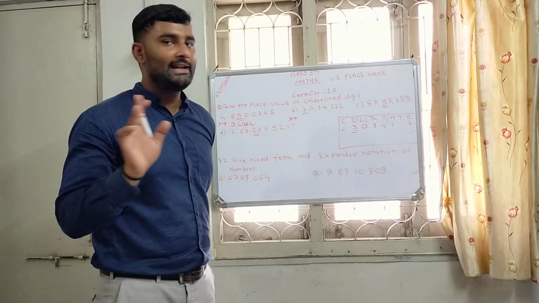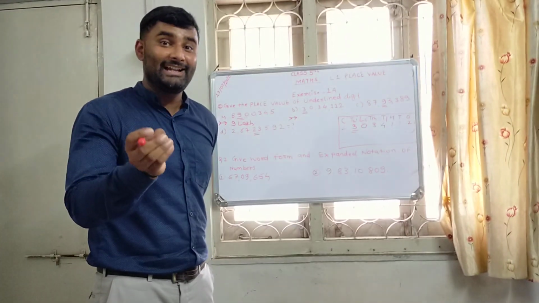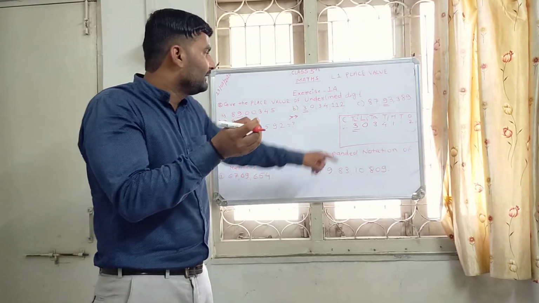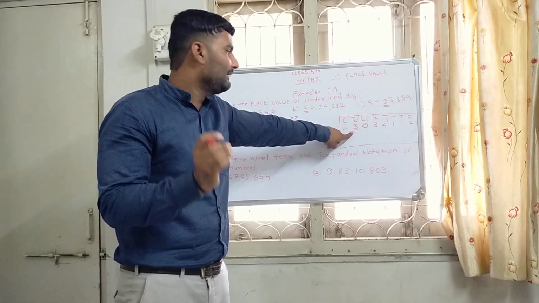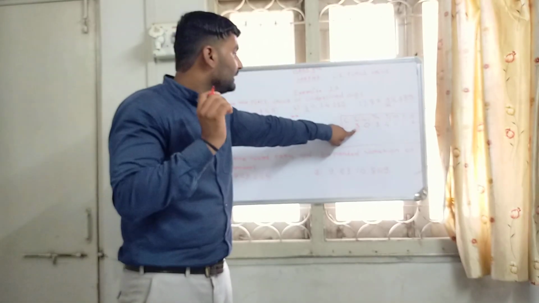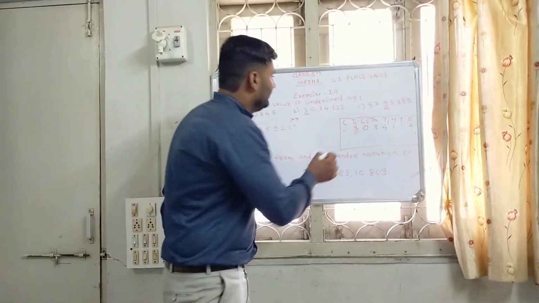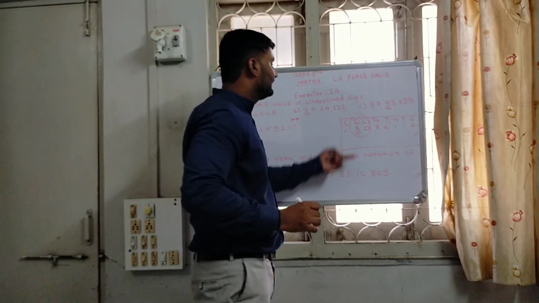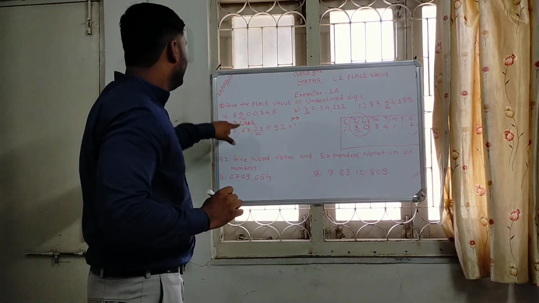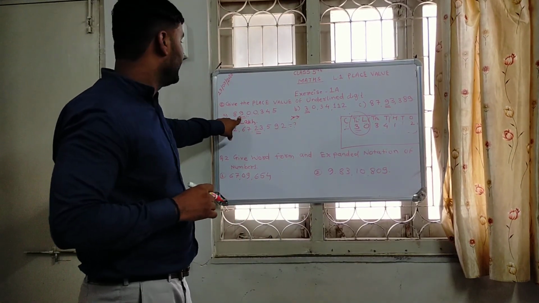But 10 lakh is not our answer. 10 lakh is the place, but the face value is 3. That means our answer is 30 lakh. What is the value of this 3? The value of this 3 is 30 lakh. Here, what do we write down there?